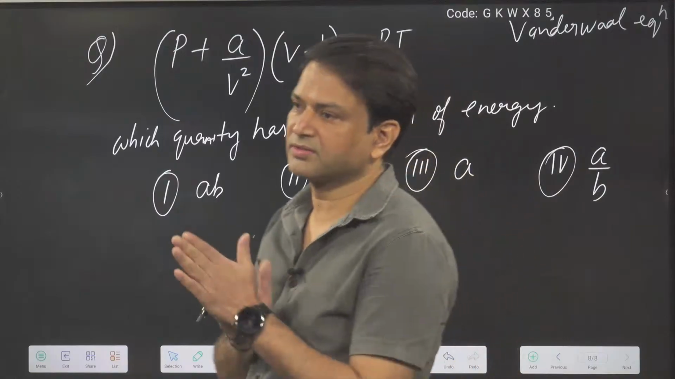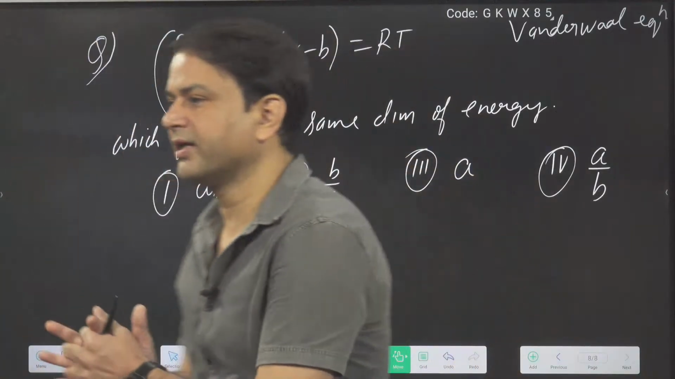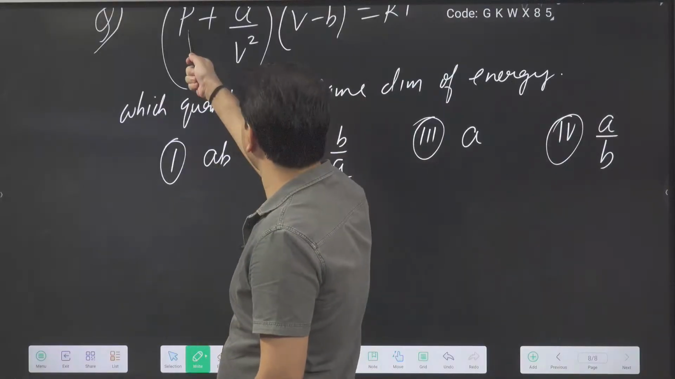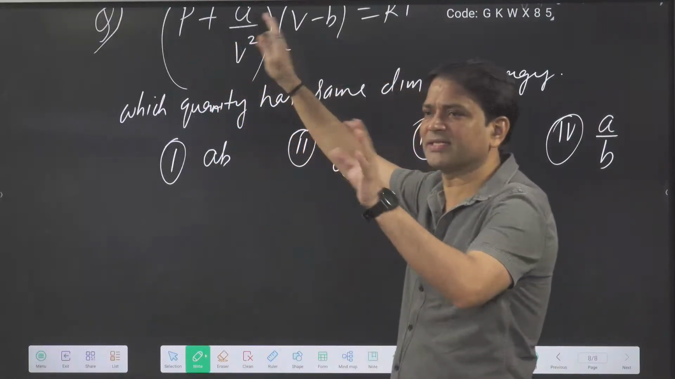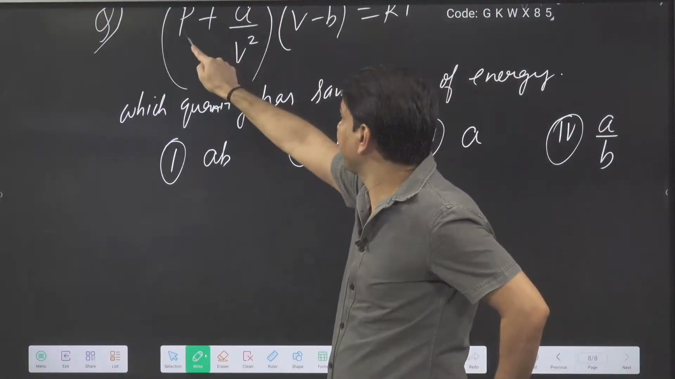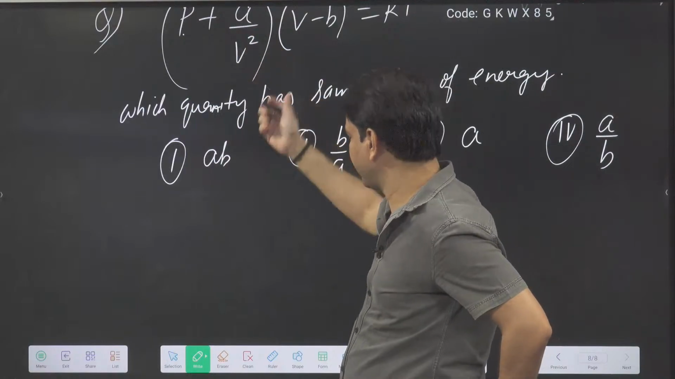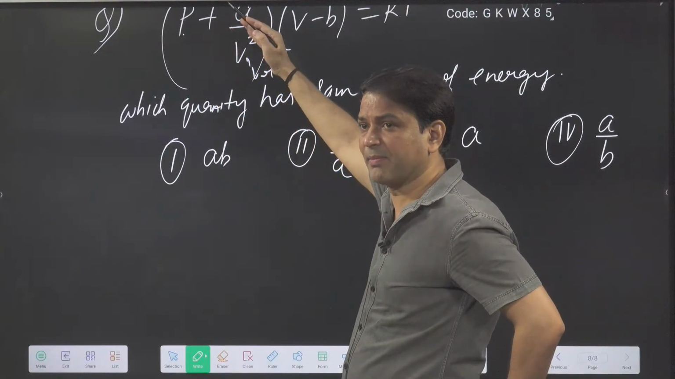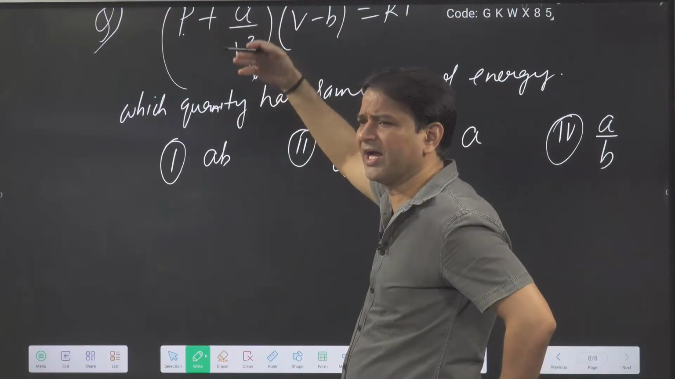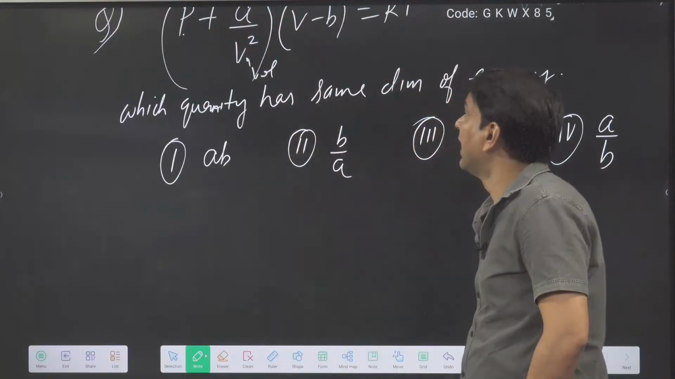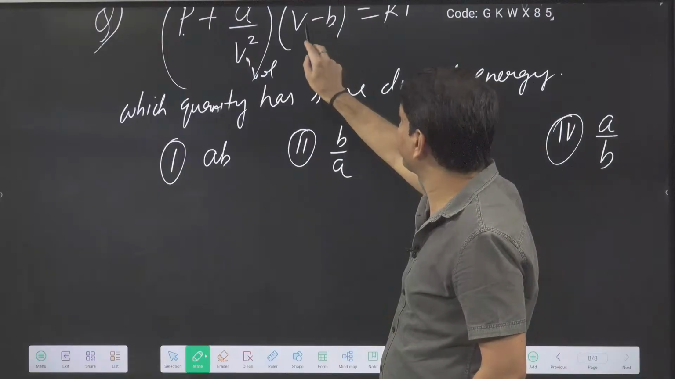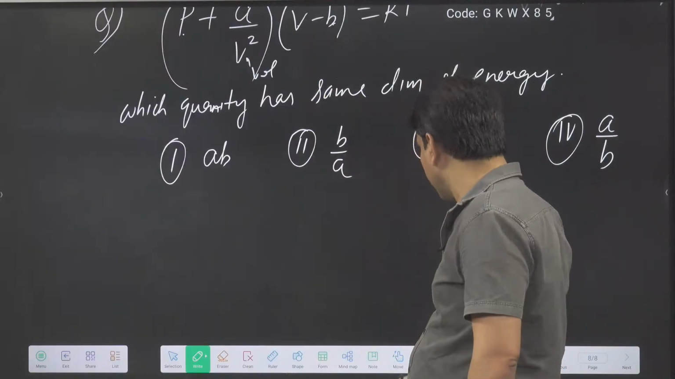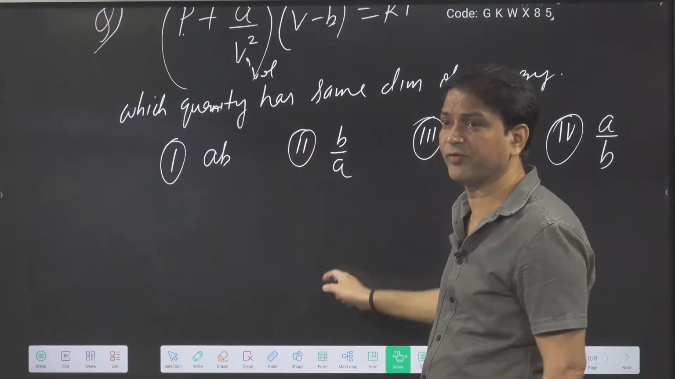Fourth option, one answer we got. Now listen here. Again the same homogeneity we have to use. Here P is being added with A by V square, where V is the volume, so dimension of P should be the same as dimension of A by V square. A and B are the van der Waals constants, and here I am subtracting B from volume, so dimension of B must be the same as volume. So first we have to find the dimension of A and B.